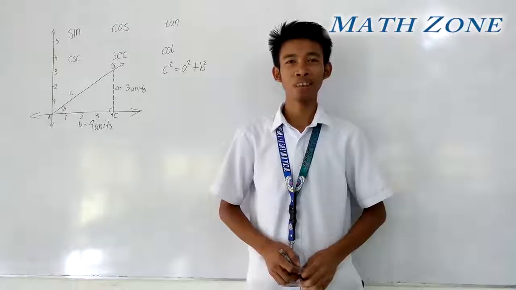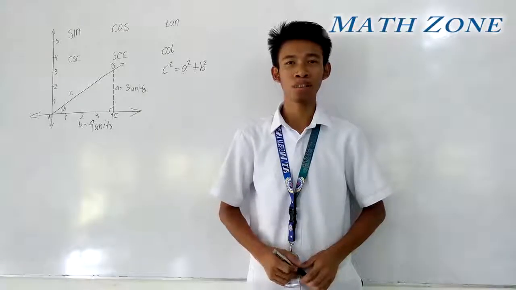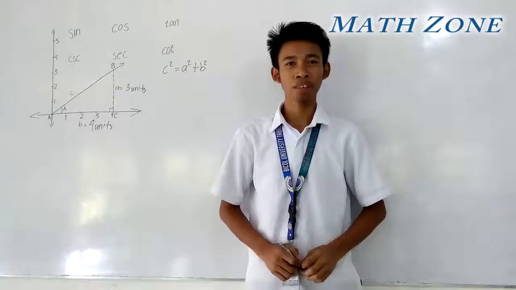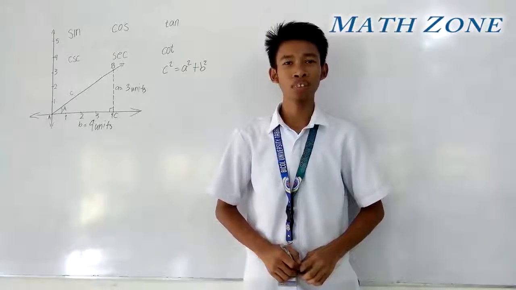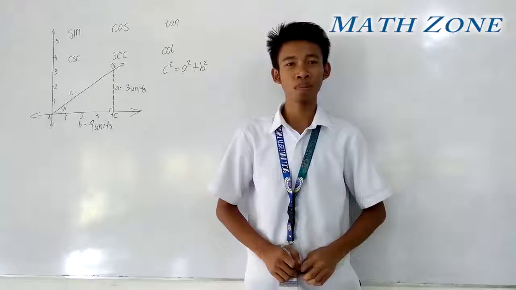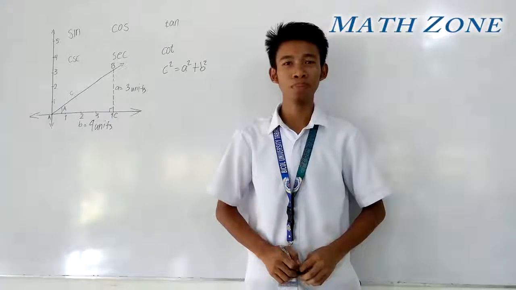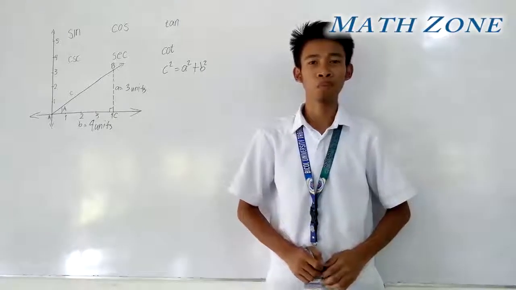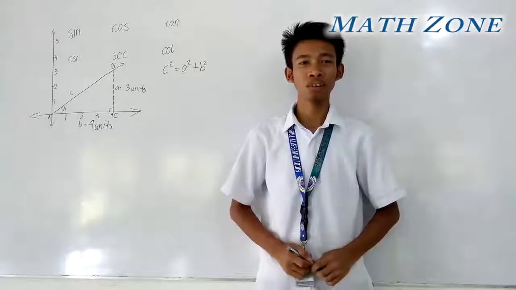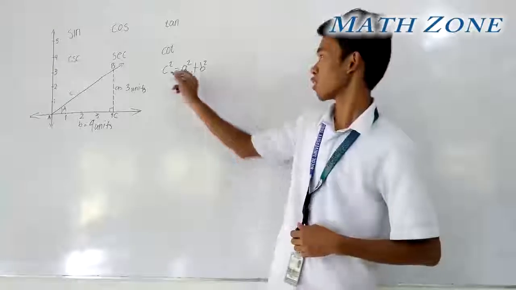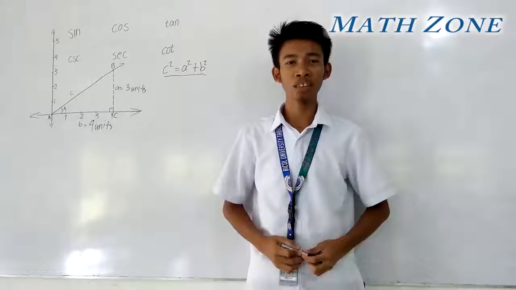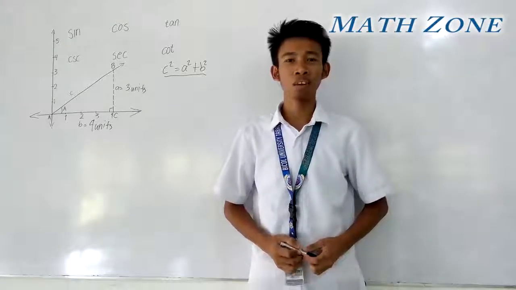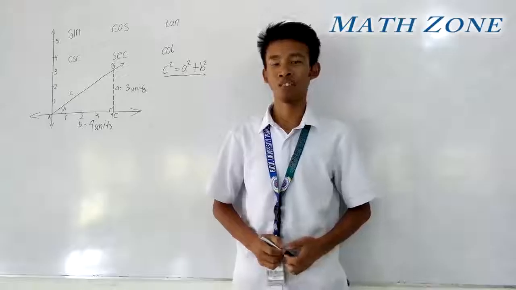We cannot find the length of side C by simple counting because it is diagonal. But there are a lot of ways to find the measure of that side. We can use the slope to find the measure, but since we have the values for A and B, it is better to use the Pythagorean theorem, which is C squared is equal to A squared plus B squared. By substituting the values of A and B and simplifying, we have the value for side C, which is 5 units.